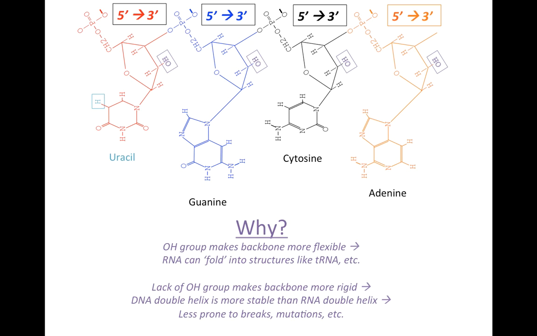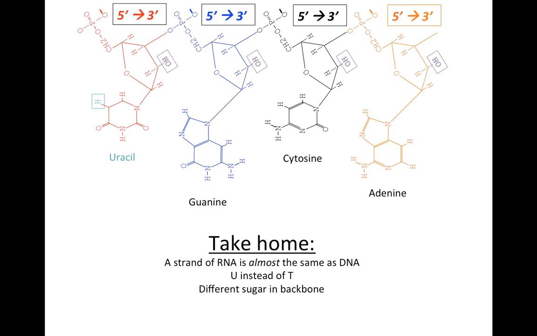Okay, so uracil and thymine is this sort of trade-off between similarity to cytosine and energetic costliness. And OH versus H is this trade-off between flexibility and stability. But the main point here is just to point out that RNA is almost exactly the same as DNA, and it just has these two slight differences.